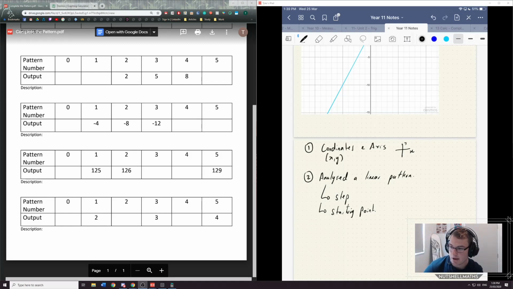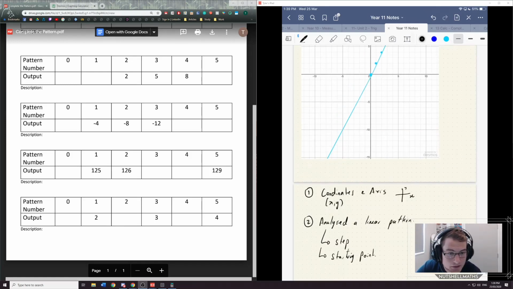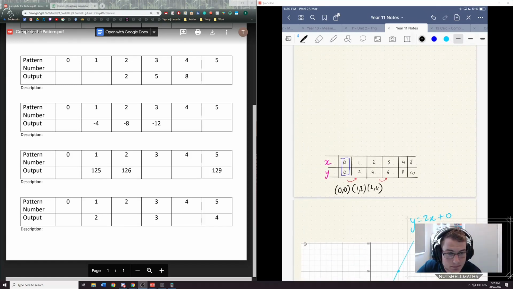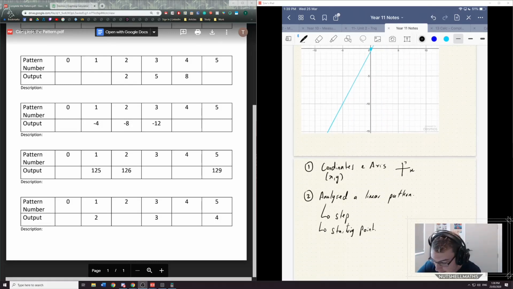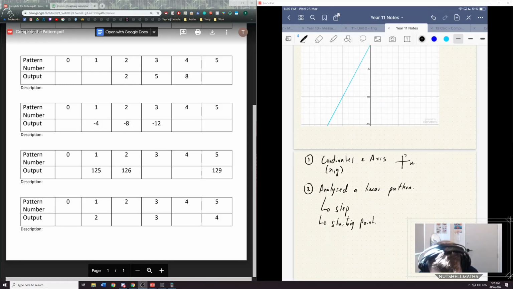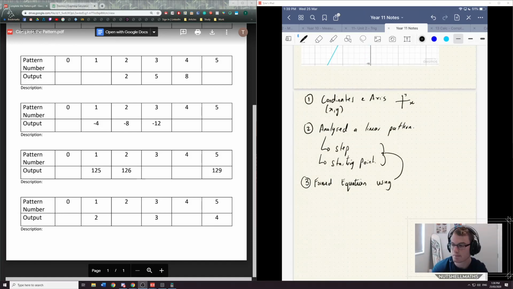Right, step and the starting point. So, when we had this here, we talked about the step and the starting point. The last thing we did, we then formed an equation using these two things. Right?